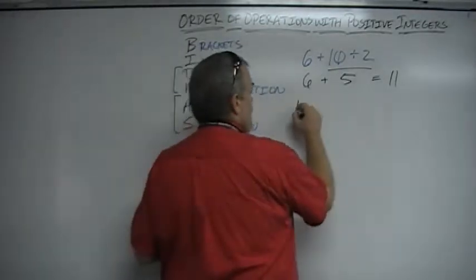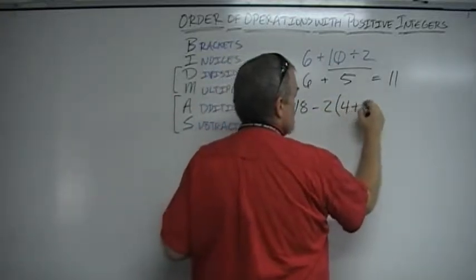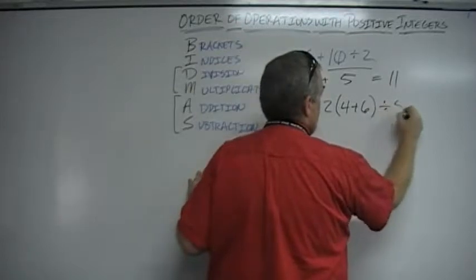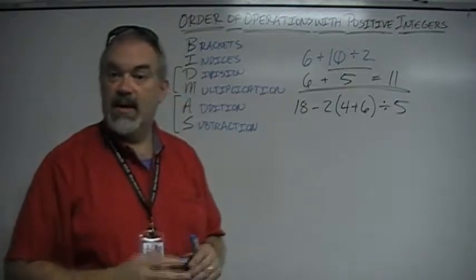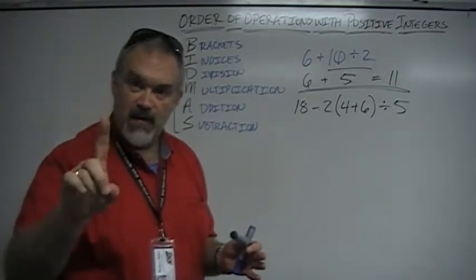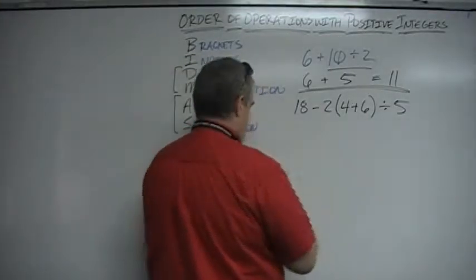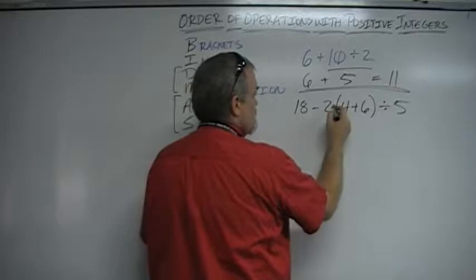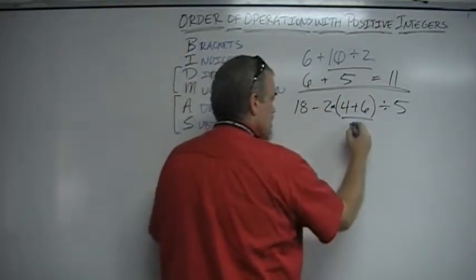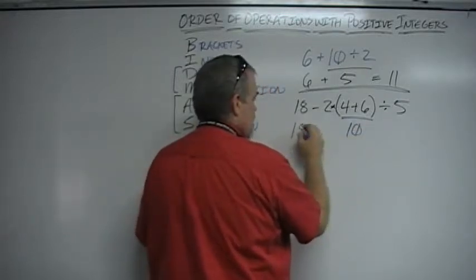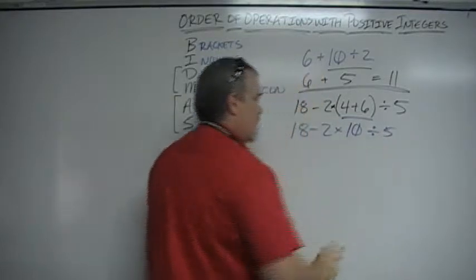Let's say we had 18 minus 2 times (4 plus 6) divided by 5. And I've made this one a bit more interesting by throwing some brackets in there. Why? Because what do we have to do first? We have to do our brackets first. So, before we do anything else, we're going to do the brackets, and I left the times out. My apologies. There's the times there. We're going to do the brackets first. So this part becomes 10, and I have 18 minus 2 times 10 divided by 5.